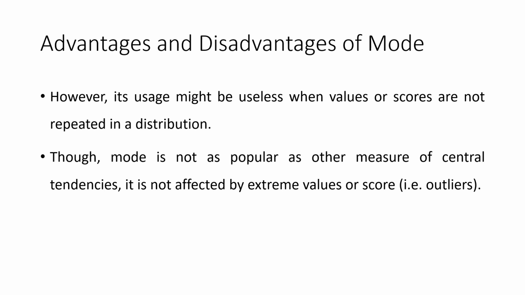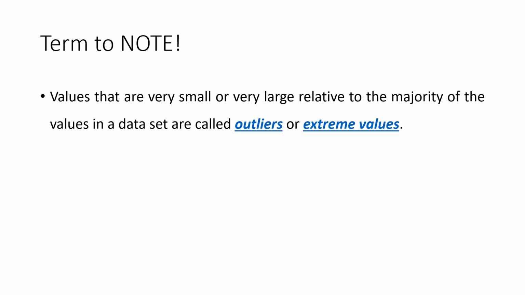Though mode is not as popular as other measures of central tendency, it is also not affected by extreme scores, or what we call outliers. Then what do we understand? Values that are very small or very large relative to the majority of the values in the data set are called extreme scores. So when other scores are not too far away from themselves, and we have a particular score that is either very large or very low when compared to others, these are what we refer to as extreme scores or values. We also refer to them as outliers.